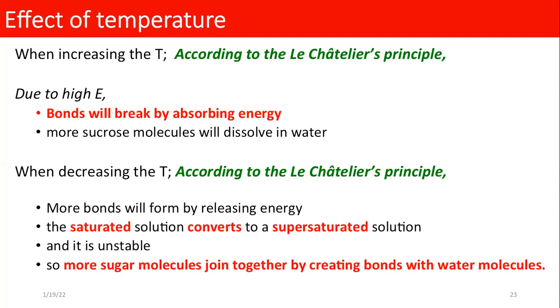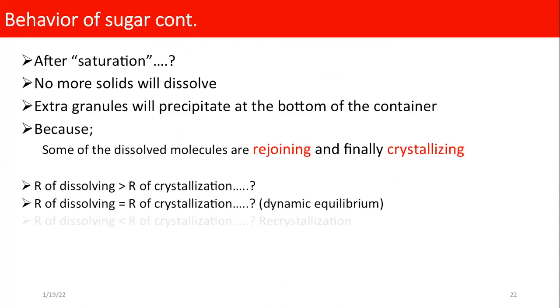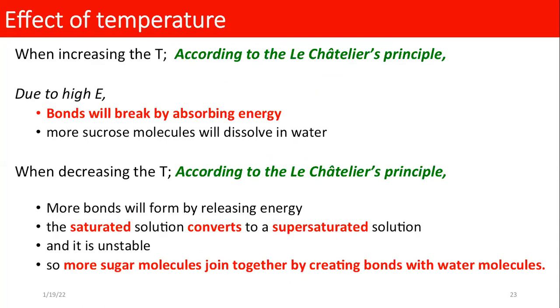At the saturation stage, when we increase the saturation, precipitates are there. Precipitates means, as I explained here, more bonds form between sugar molecules. Water is there, but no more water and sugar interaction. So when we increase the temperature, the bonds between sugar and sugar molecules will break.